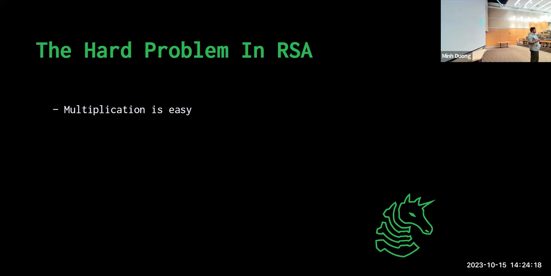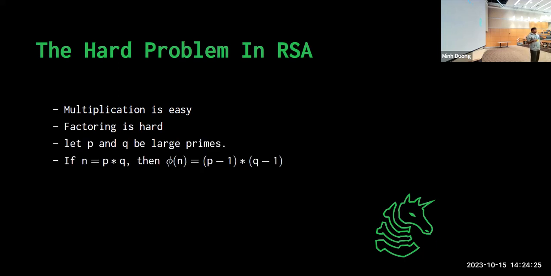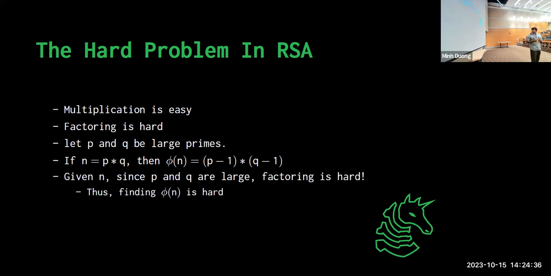Now, the hard problem in RSA is that multiplication is extremely easy, but factoring is a hard problem. So if P and Q are very large primes, let's say 1024-bit primes, and we compute n equals P times Q, then phi of n is equal to P minus 1 times Q minus 1. It's very easy to compute n because all you have to do once you get the two primes is multiply them together. But reversing it is way harder, because in order to find phi of n, we need to know what P and Q are.